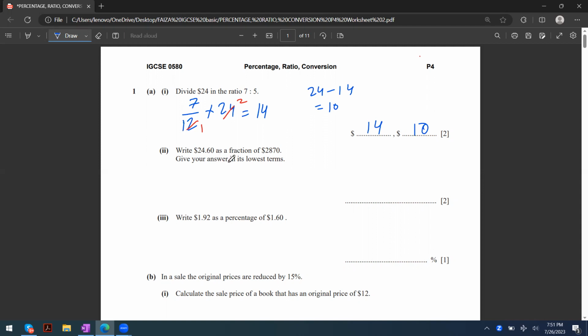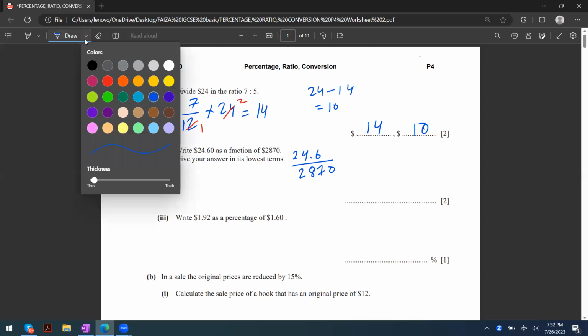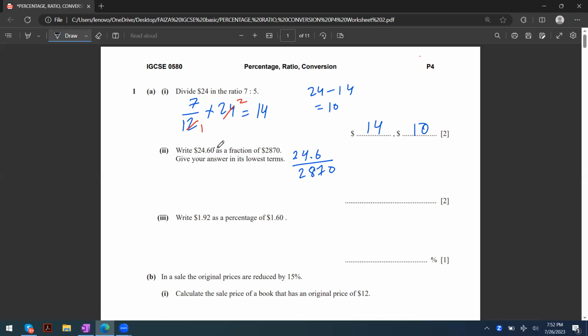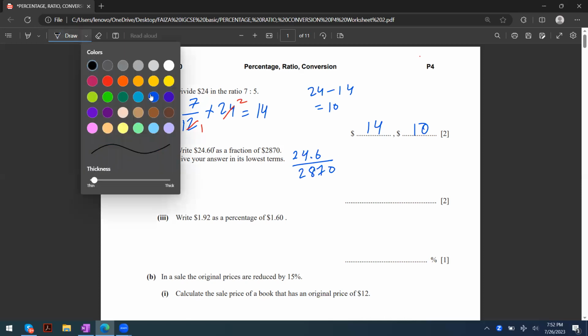Write 24.6 as a fraction of 2870. We can actually convert this. I have ignored this 0. That 0 is not significant. The zeros after the decimal, after the number, are not significant. But if you want to write that, it's also fine.